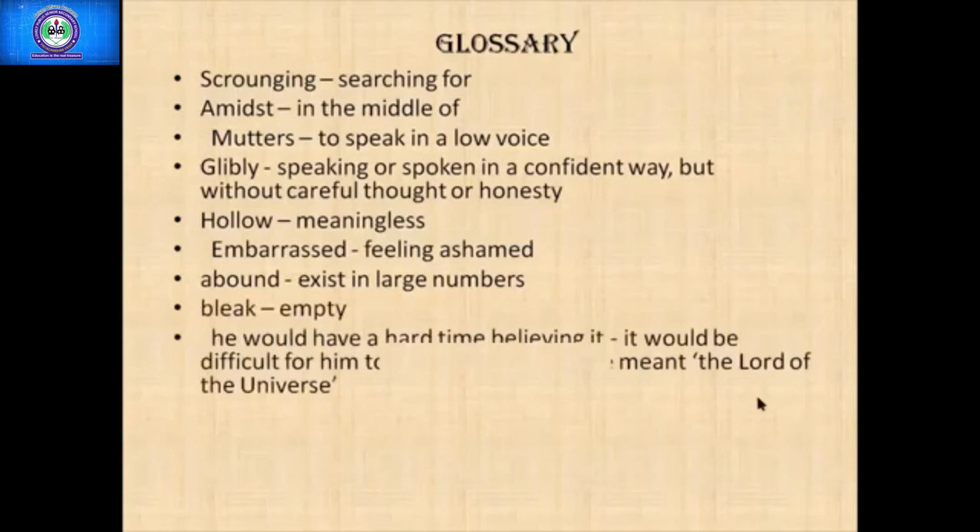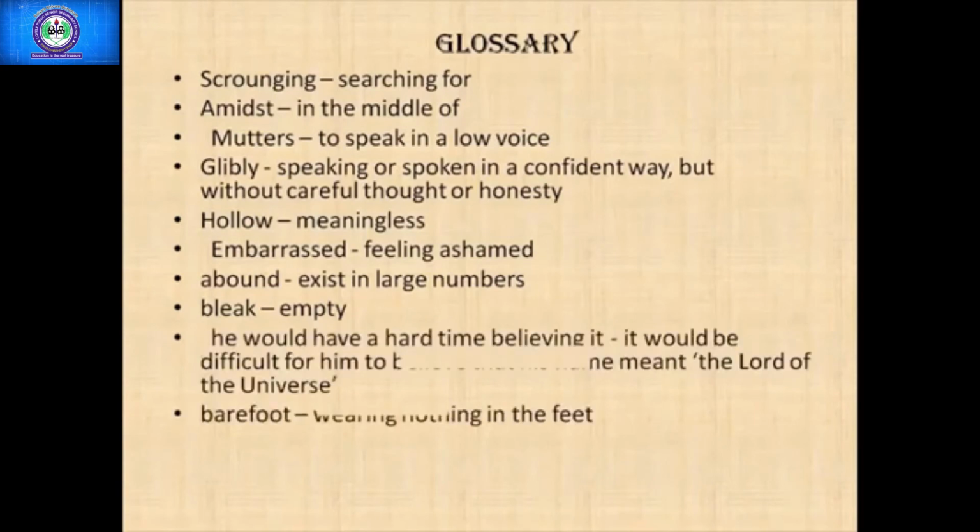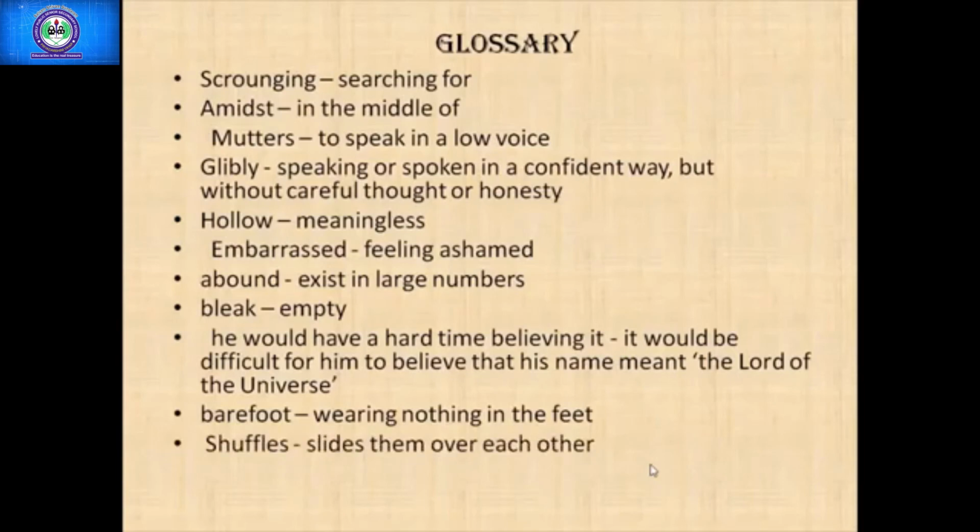Bleak, empty. He would have a hard time believing it. What? The meaning of his name. It would be difficult for him to believe that his name meant Lord of the Universe. Barefoot, wearing nothing on the feet. Shuffles, slides them over each other. The boy is so happy with shoes with a hole that he is shuffling his feet side to side. Excuse, a reason to justify fault.